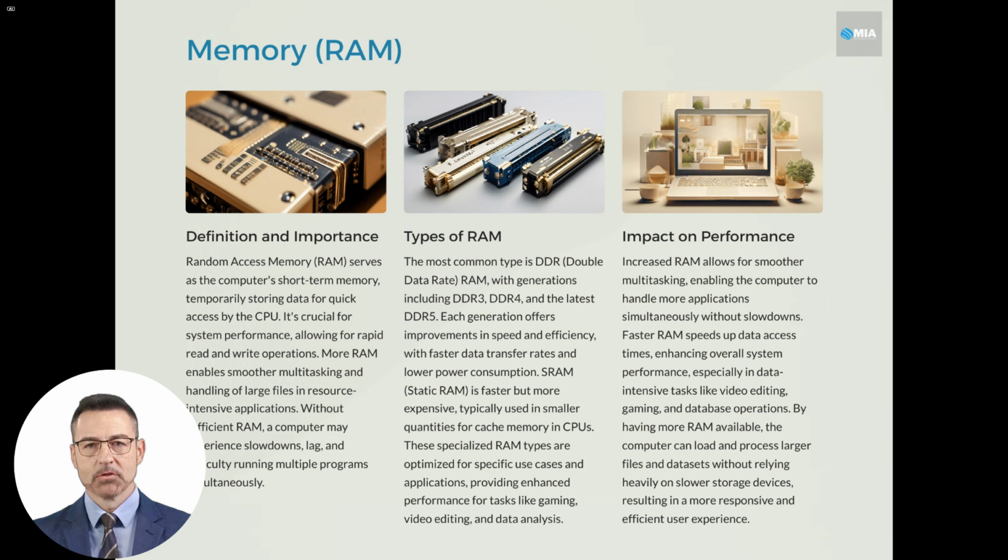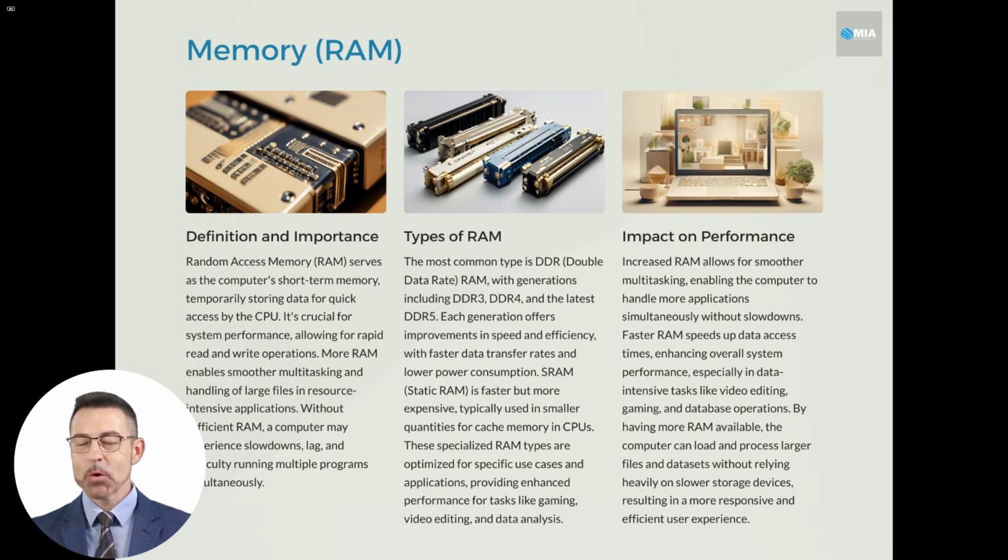There are different types of RAM. DDR, or double data rate, is the most common type used in modern computers. Each generation improves in speed and efficiency. DDR3 was used in computers from around 2010 to 2015. DDR4 is the current standard and offers better speeds and energy efficiency. DDR5 is the latest generation, offering even higher speeds and efficiency, and is becoming available in high-performance systems.